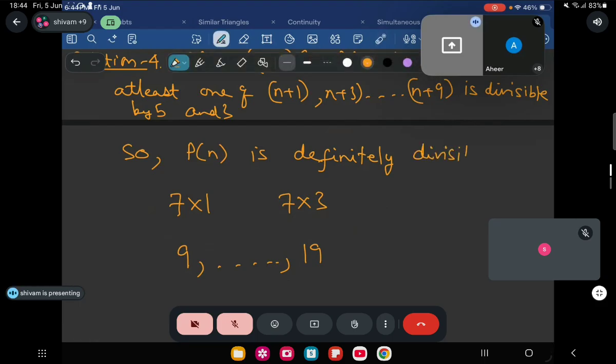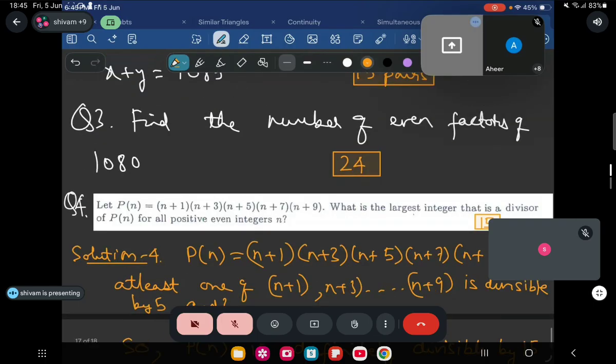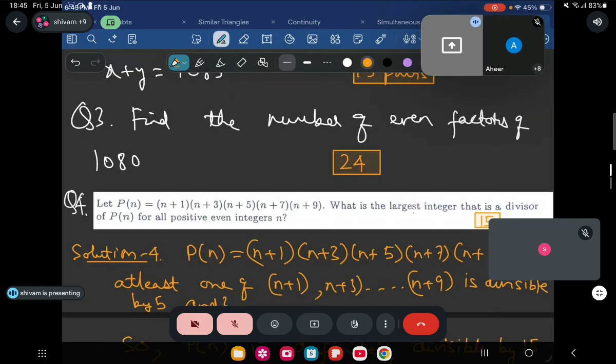Is it clear, Aviraj? If you cannot understand, you ask me again, I'll explain. Sir, they have not asked for the largest number that divides Pn for all positive integers; they have not told that it is divisible by 3 or 5. No, they have not told, but we have found it.